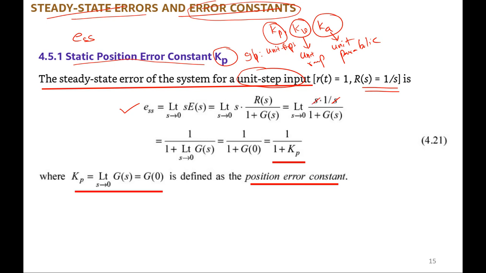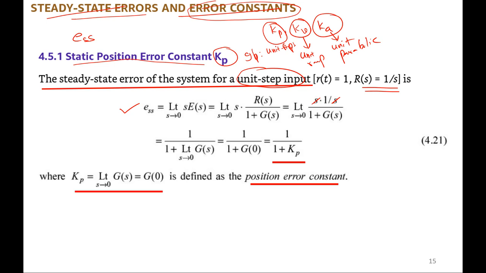So apply the limit s tending towards 0, right? So 1 divided by 1 plus. I cannot apply the limit to the constant, so apply the limit to this function. So 1 divided by 1 plus limit s tending towards 0 of G of s. Is it fine? I cannot apply the limit to the numerator, it is constant 1, so I will apply the limit only to this term in the denominator.